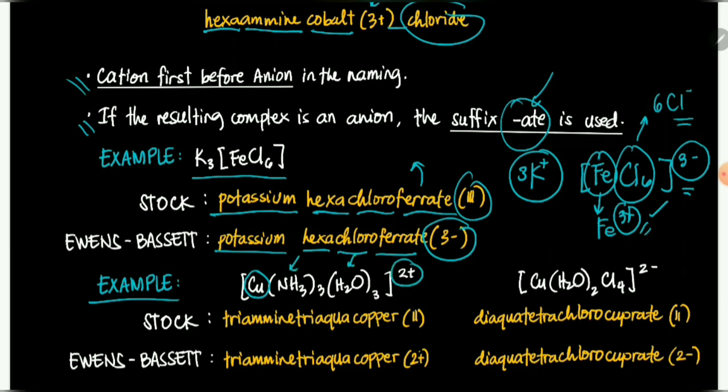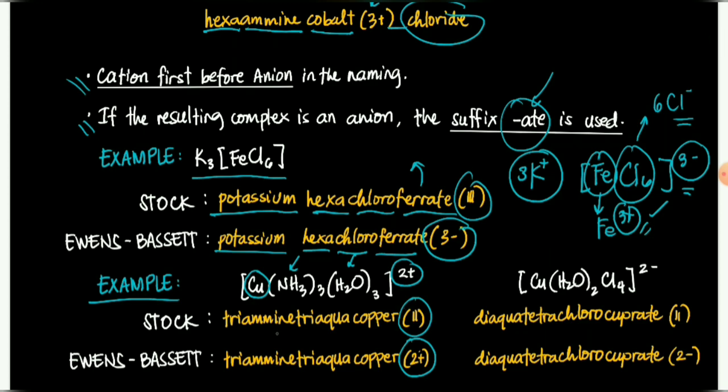So, 2 plus yung overall charge. So, ito yung ilalagay natin sa Ewens Bassett. Okay, okay na yan. Since neutral yung water tsaka yung ammonia, zero yung kanilang formal charges, the 2 plus is just due to the copper. So, ibig sabihin, copper has a 2 oxidation state or plus 2 oxidation state.